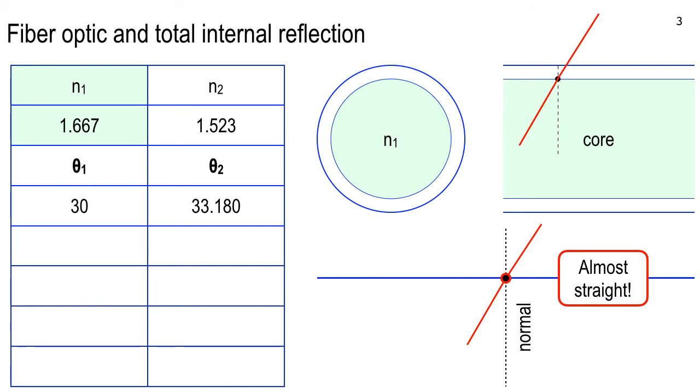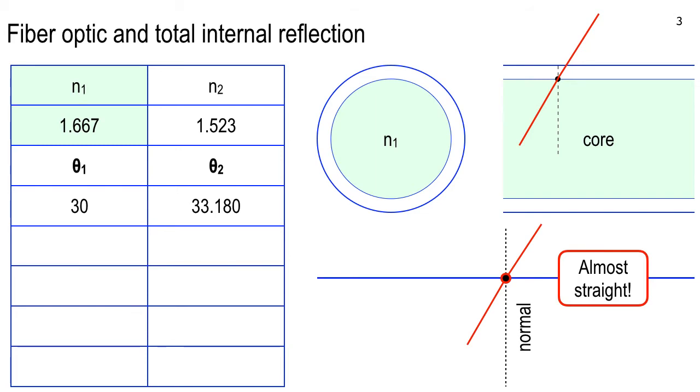Now it goes almost straight, and there's a reason for that. But go ahead and make yourself a note. This angle here, theta 2, just comes out of Snell's law. N1 sine theta 1 equals N2 sine theta 2. And if you do the inverse sine, you can figure out the quotient of N1 and N2 and the sine of theta 1, you can figure out what theta 2 is.